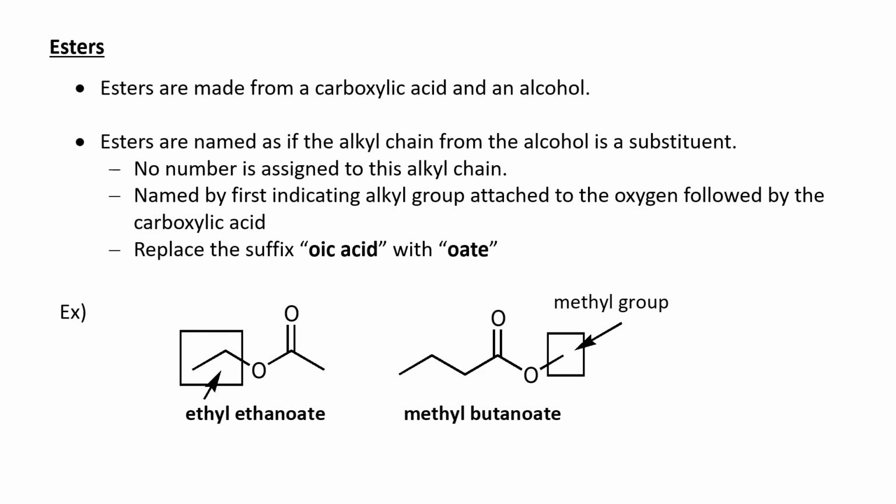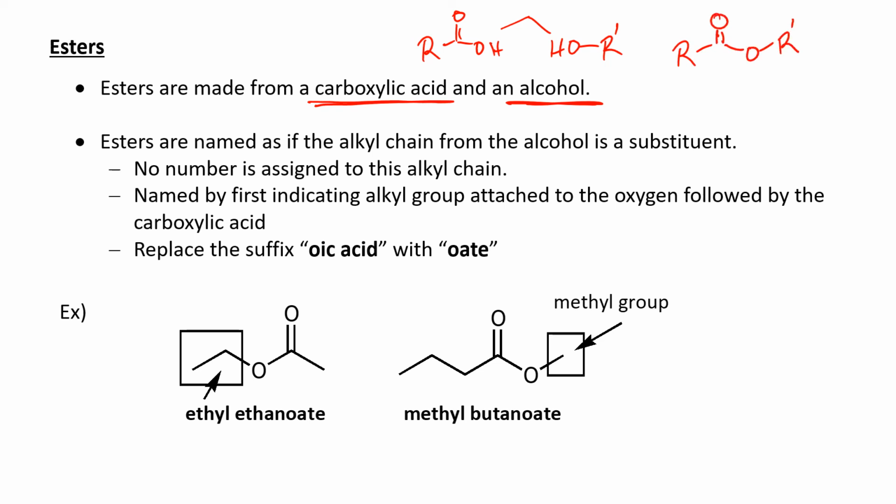For esters, you can think of an ester as being a carboxylic acid combined with an alcohol. Right, so carboxylic acid and an alcohol. So we make esters by condensing the carboxylic acid with the alcohol. So let's call that R prime. So this would be R. Right, so that's how we're going to think about an ester.